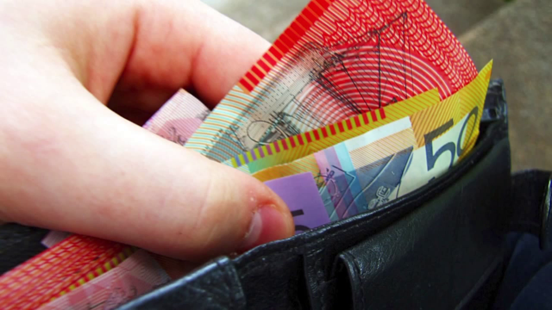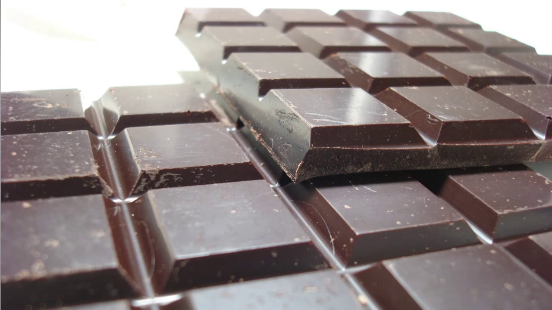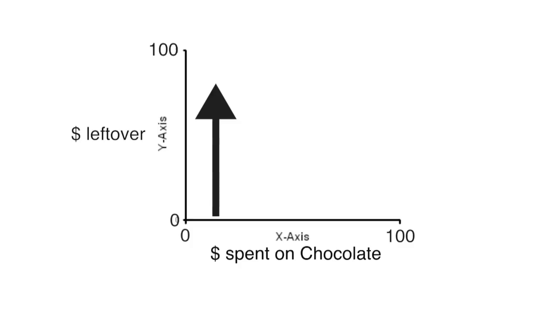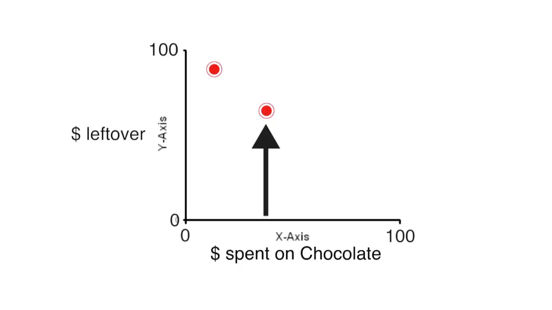So let's use a quick example. Suppose you have $100 in your pocket to spend on chocolate. On the x-axis, you have the amount spent on chocolate, ranging from 0 to 100, and on the y-axis, the amount left in your pocket, ranging from 0 to 100. If you spend $10, you have $90 left in your pocket. If you spend $40, you have $60 left. And if you keep doing this repeatedly, starting with $100 and spending different amounts, you'll find that a straight line connects the $100 on the axes and tells the whole story.